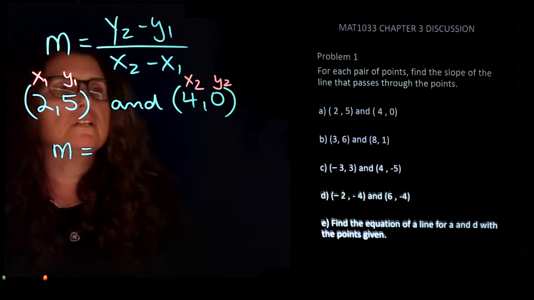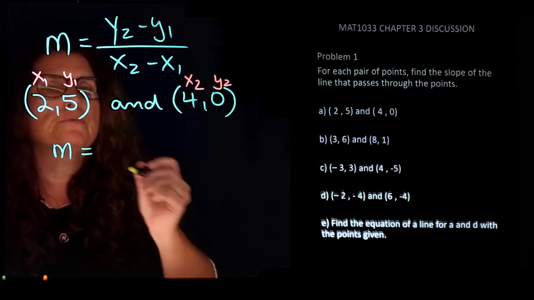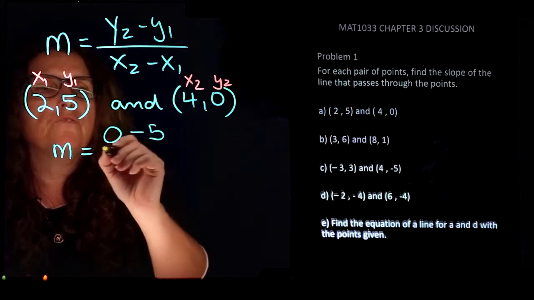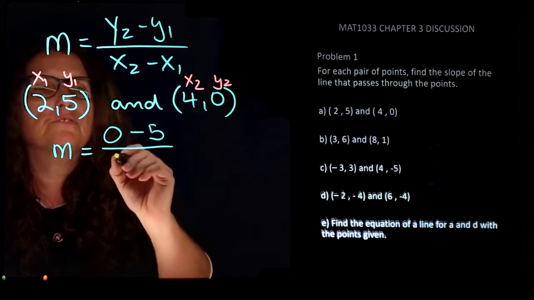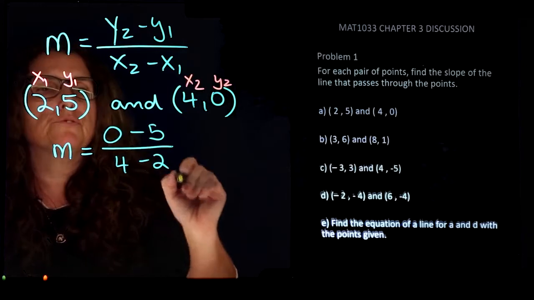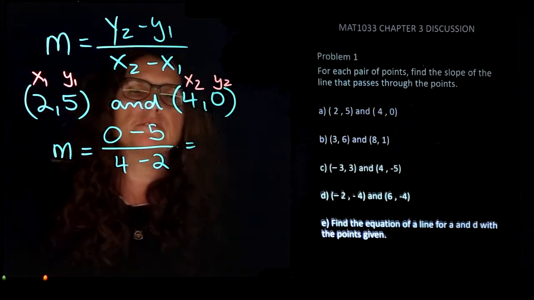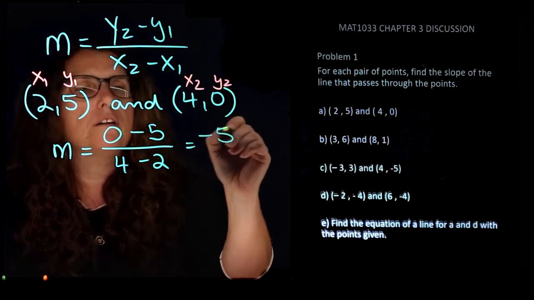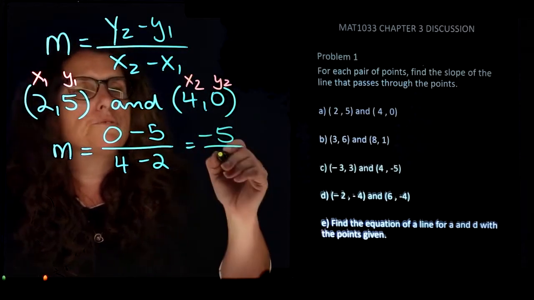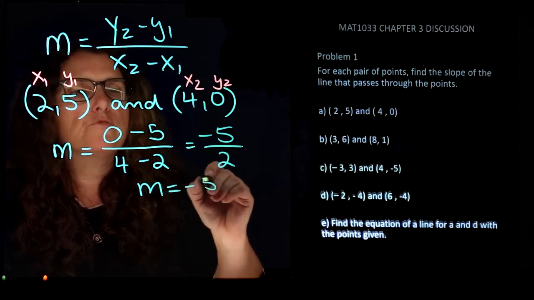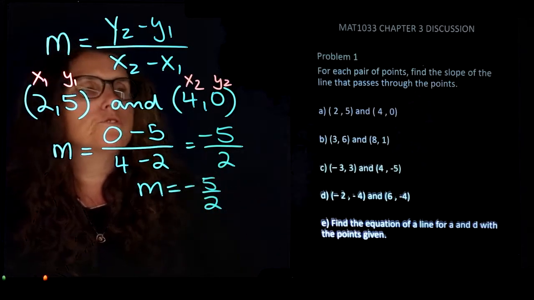We have m equals, I labeled y2 as 0, 0 minus y1, which is 5, all over x2, which is 4, minus 2. Now you have to do the arithmetic. In the numerator, 0 minus 5 is negative 5. 4 minus 2 is 2. So your slope would be negative 5/2 for the first problem.